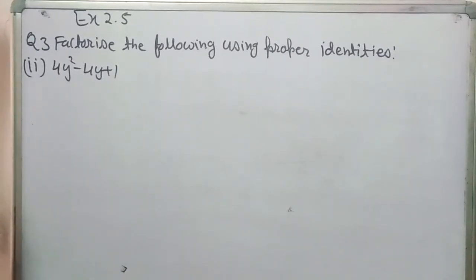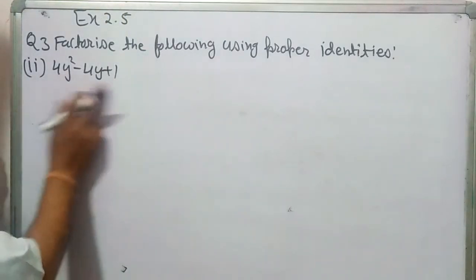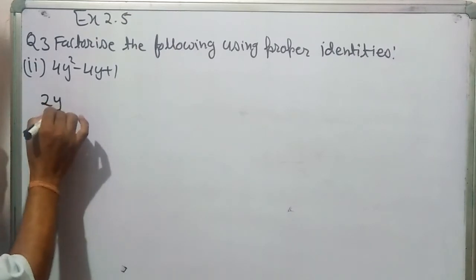In the second part, what we are identifying is that 2 whole squares are there. 4y square is the square of 2y.